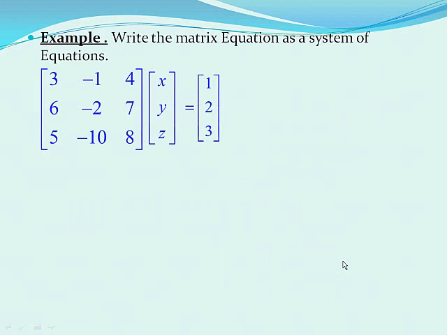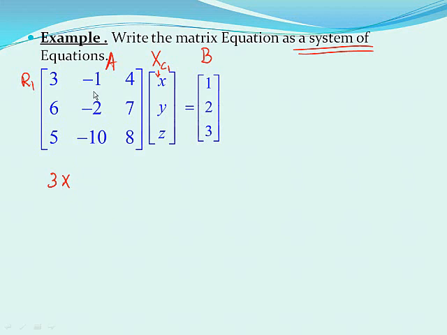Write the matrix equation as a system of equations. Here we are given the matrix equation. A is the coefficient matrix, X is the variables, and the right hand side constants are represented as B. We need to get the system of equations back. So let's do the matrix multiplication. Take row 1 and multiply with this column. There is only one column here. That will be the first equation in the system.